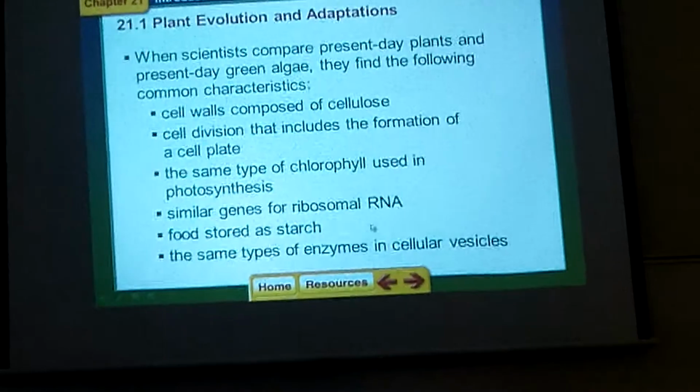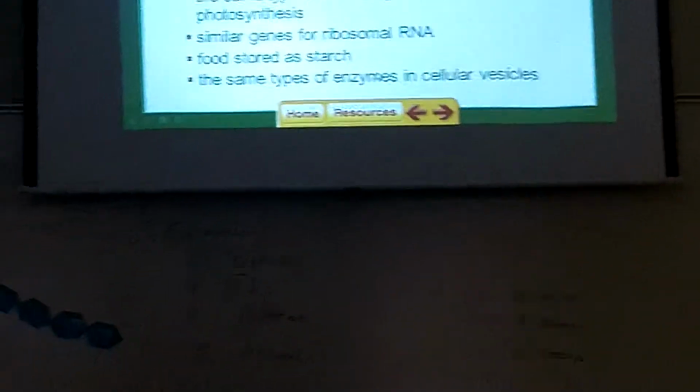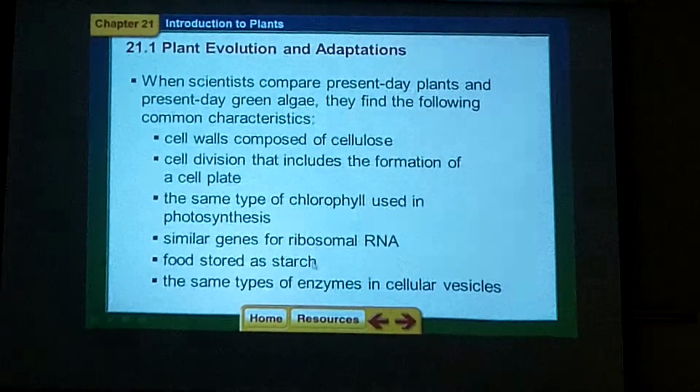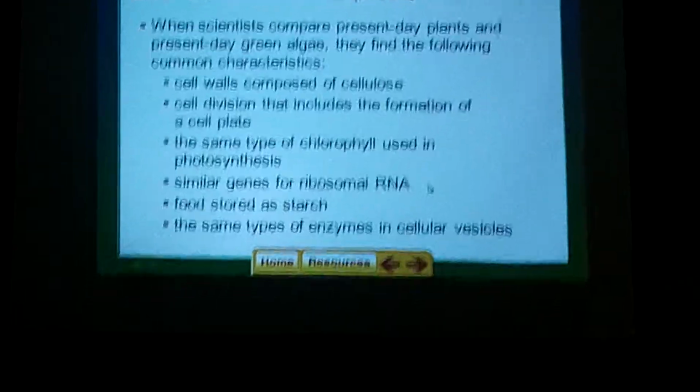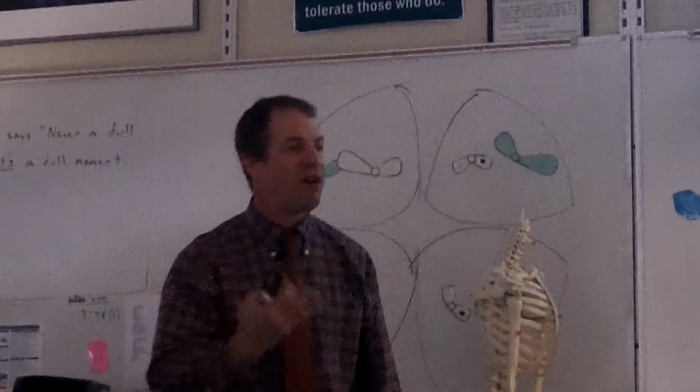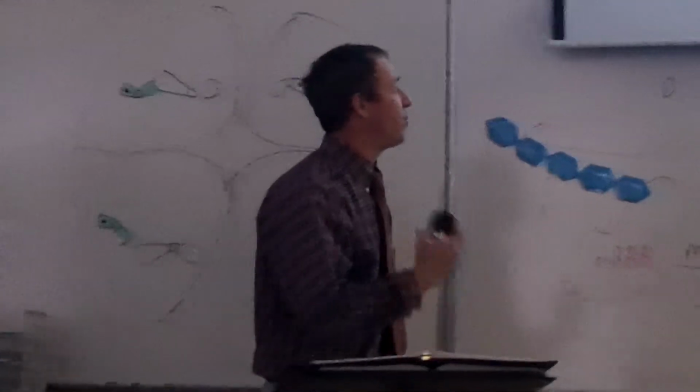And then finally, the vesicles in their cells have similar enzymes. So, if you look at the little vesicles, they're carrying the same sorts of enzymes inside the cell. So there's a lot of similarities. This makes us think that plants evolved from green algae.